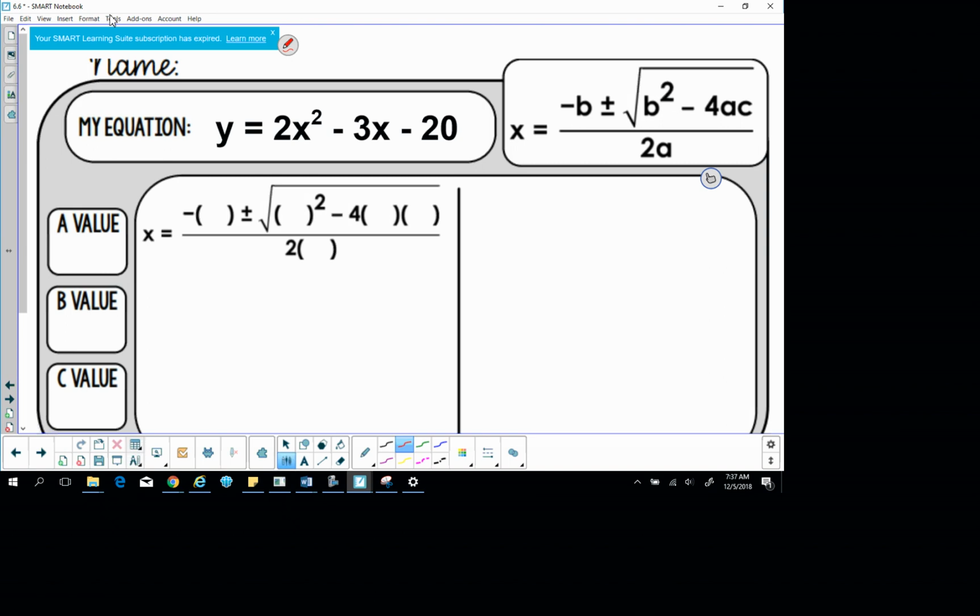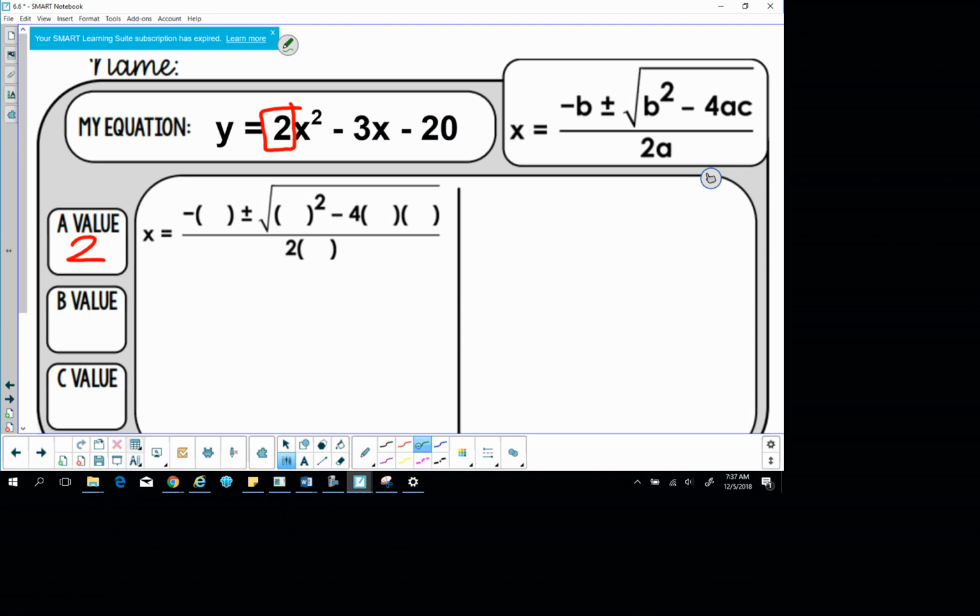So the first step that we do is make sure everything is in standard form on one side of the equation. Is everything on one side of the equation? Yes. Cool. My A is always what's the coefficient of x squared? So what is the leading coefficient? 2. So I'm going to put 2 in for A.